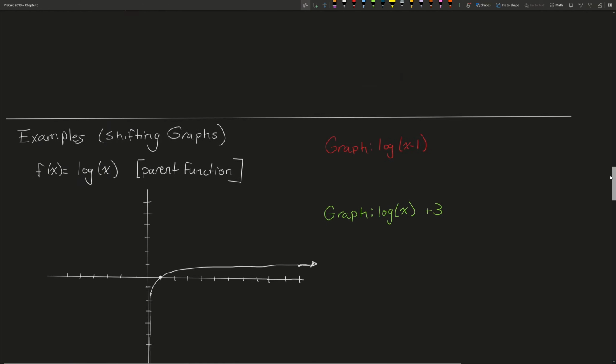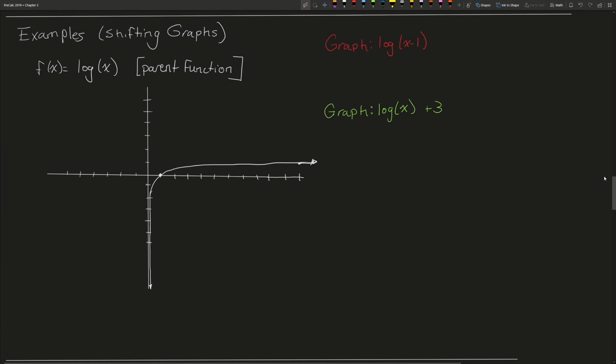So let's quickly practice these transformation rules on logarithms. So graphed in white, we have the parent function log of x. If I ask you to graph the log of x minus 1, we take our function, this white graph, and we just shift it to the right 1 unit. So our function, instead of in white, will look something like this. Then, if we have log of x plus 3, all we're doing is taking our white, our parent function, and shifting it up 3 units.